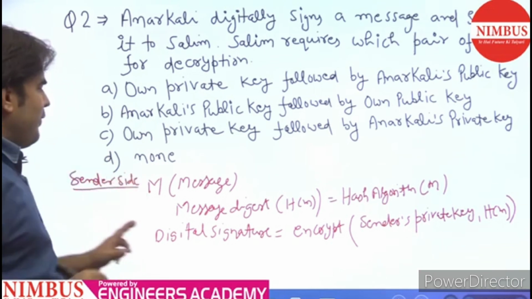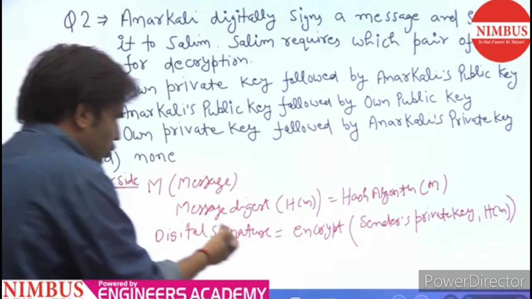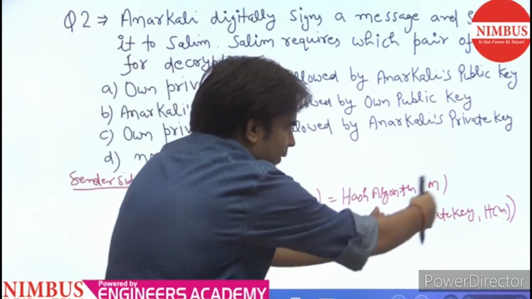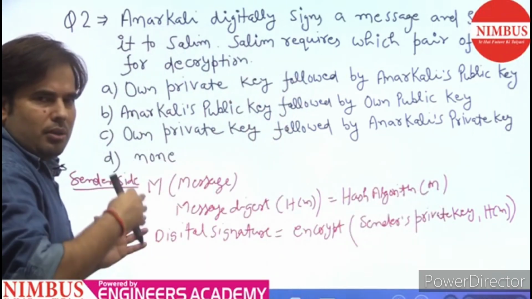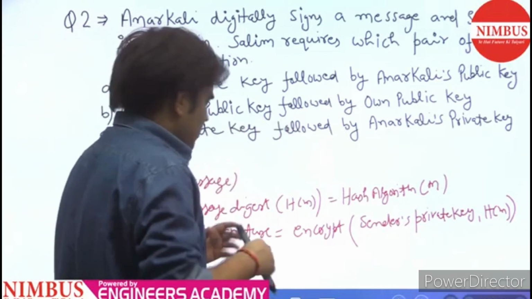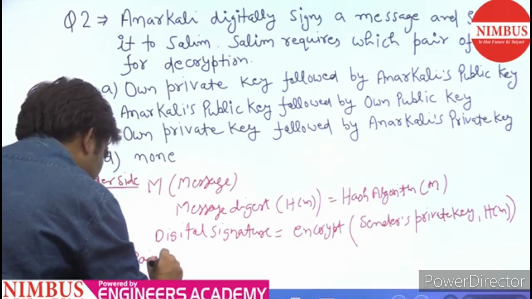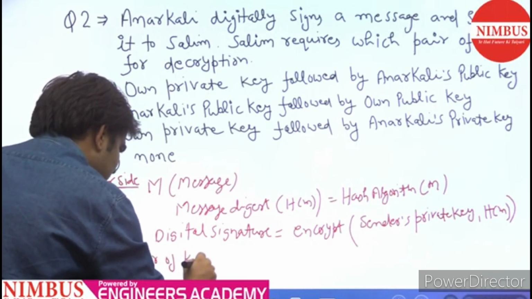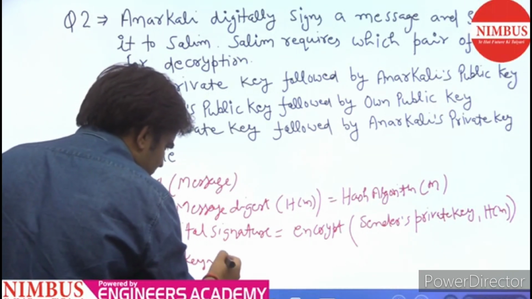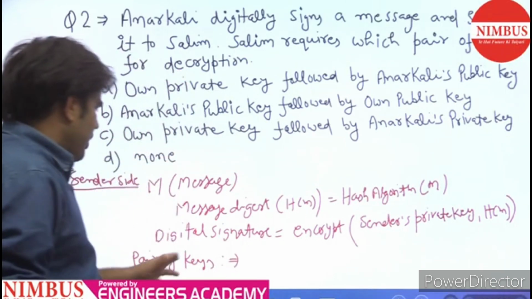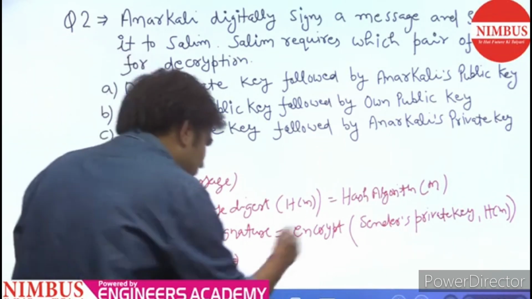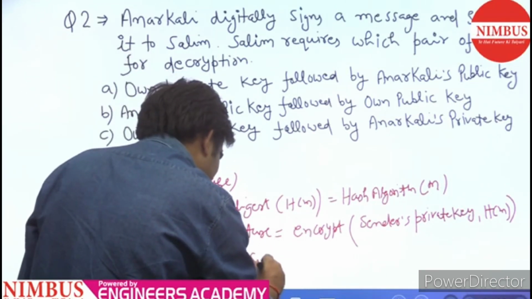So at the sender side, which pair of keys is required? You require the sender's private key followed by the receiver's public key. Okay. So what is the pair of keys required at the sender side? I am giving you this extra information.